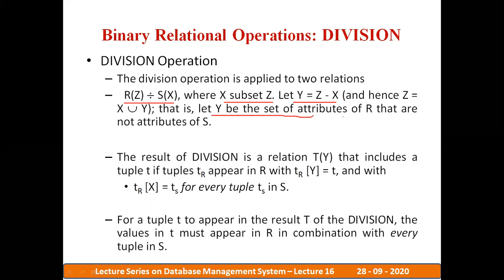So that is why, let Y be the set of attributes of R that are not the attributes of S. The result of the division is the relation T of Y that includes the tuple t if tuples tR appear in R with tR[Y] equal to t and with tR[X] equal to tS for every tuple tS in S. For a tuple t to appear in the result T of the division operation, the value in t must appear in R in a combination with every tuple in S.